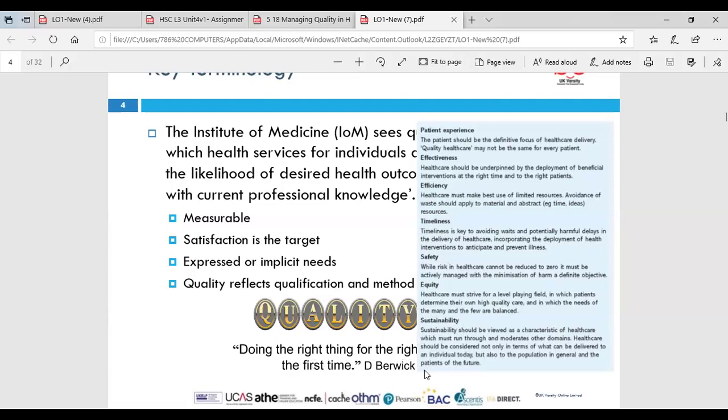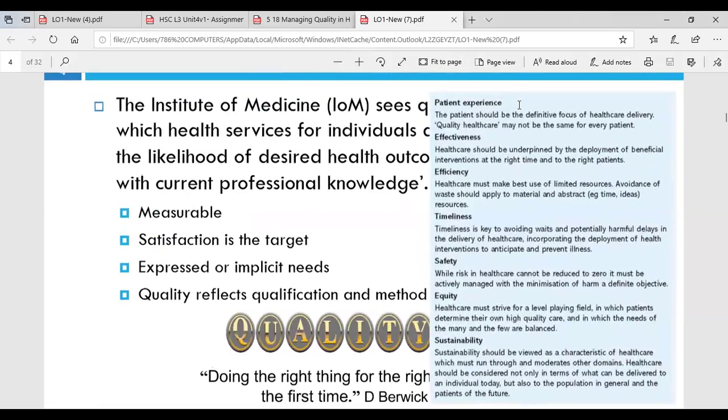This is what quality means. So the different terminologies that we would talk about. So the patient experience, I hope you can see my screen properly. Patient experience is very important when you're focusing on healthcare delivery. Quality healthcare would not be the same for every patient. Obviously, it's a subjective term also.